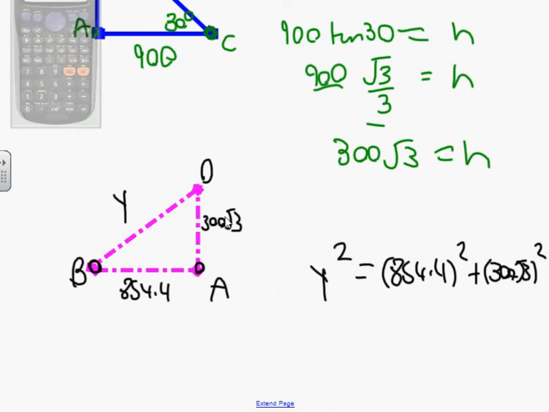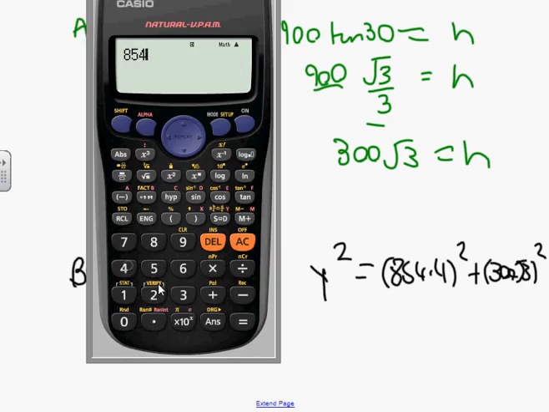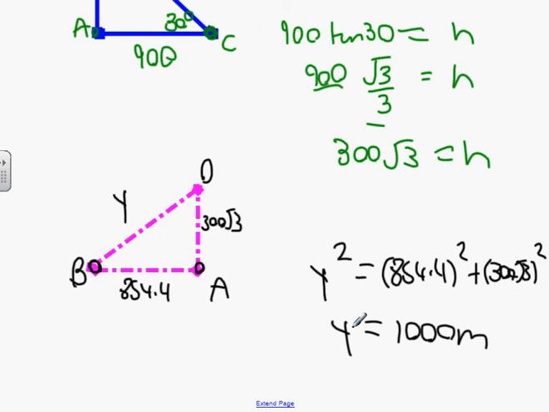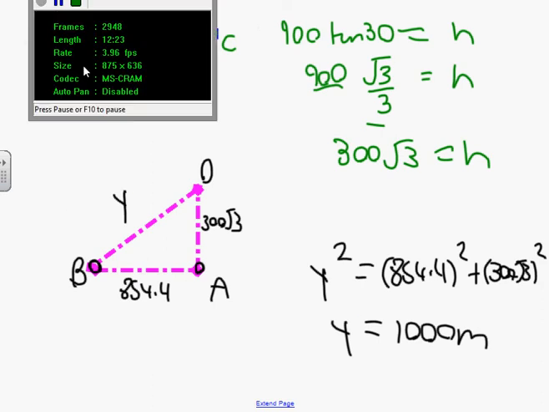Put that in the calculator. So 854.4 squared plus bracket 300 root 3 squared, and you get this number here. We're going to square root this number, and we get this number here, which is very close to 1,000. So we're going to say y equals 1,000 meters. Okay, and we're done with the test.